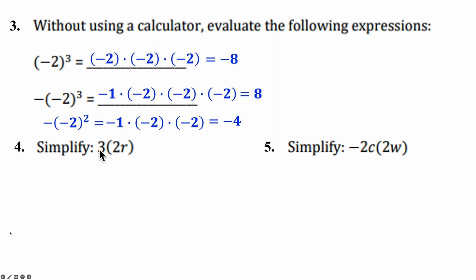Number 4, we're going to multiply the 3 times the 2 to get 6r. If we have more variables, think of it like this, negative 2 times c times w. Put all the coefficients first and multiply them together, and then just put your variables in alphabetical order.